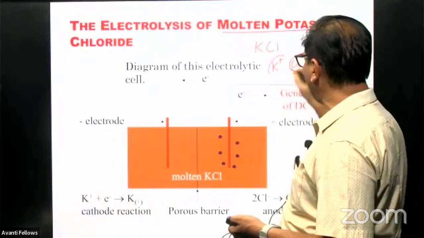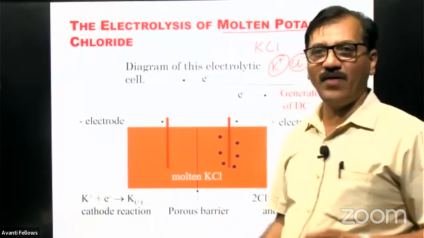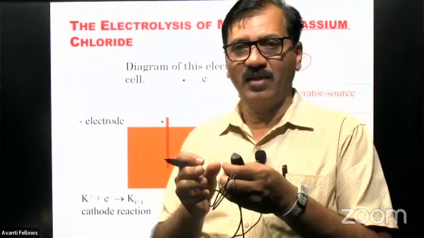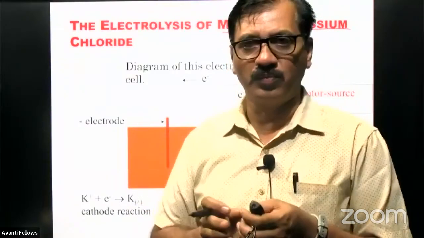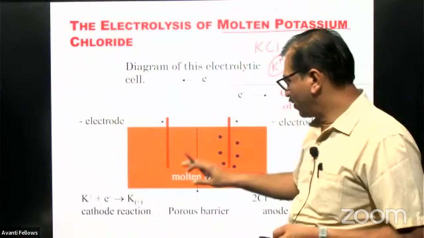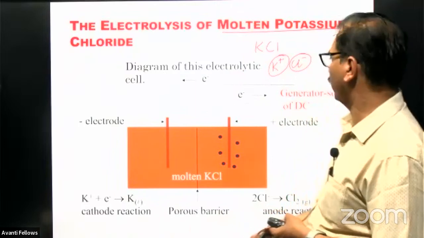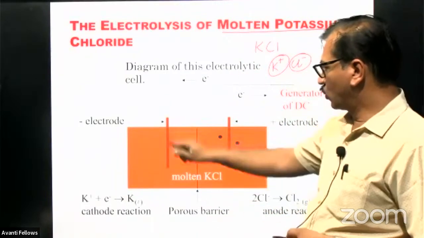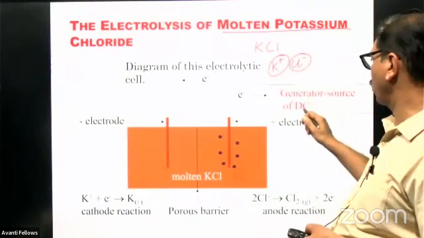These ions can move only when it is in the molten state. When it is in the solid state, even though there are ions, they are not able to move. They have a fixed place. So molten potassium chloride is taken, and the two electrodes are connected to a DC current source.